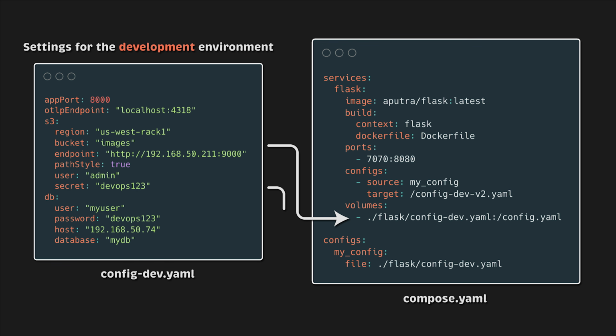Then, Docker Compose introduced a new feature similar to secrets with the same API. You can create top-level config element and mount that config into container. You can use a short syntax or define a mount target yourself.